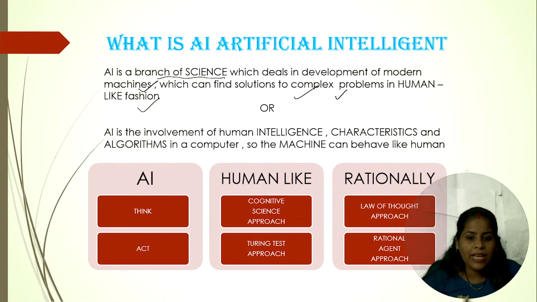After that, mobile phones came. How did the evolution take place? Then we got the single black and white mobiles, and after that different mobiles, smartphones, Android phones, Apple phones. There is a huge change in the last 20 to 25 years. So, development of modern machines which can find solutions to complex problems in human-like fashion.